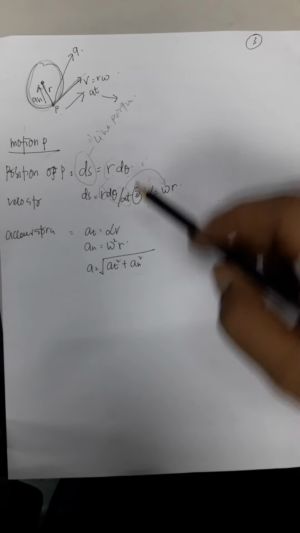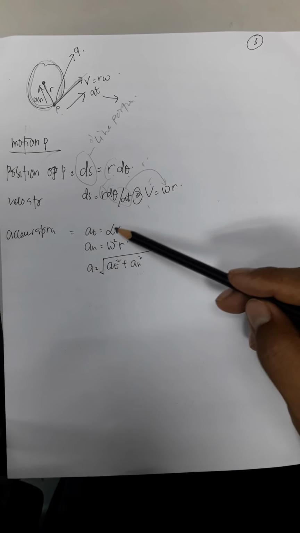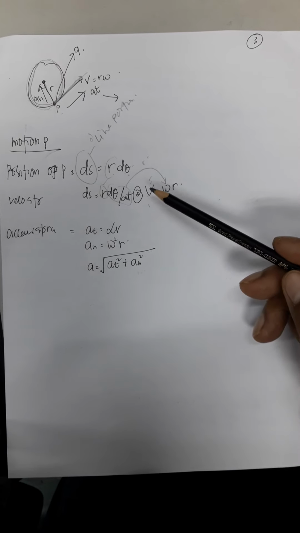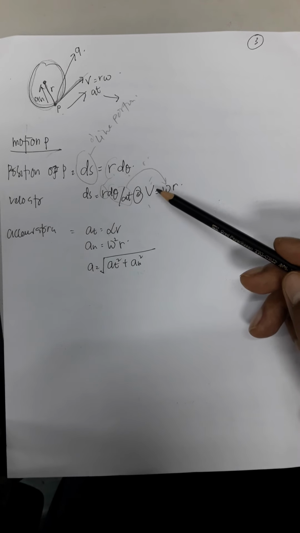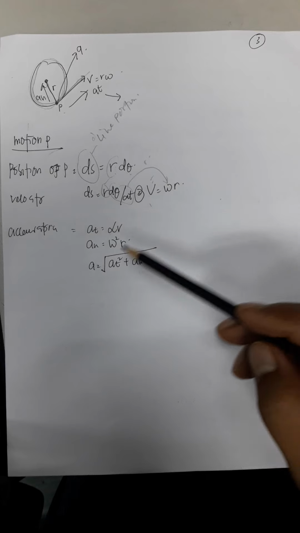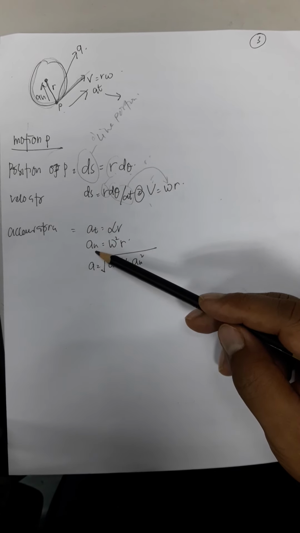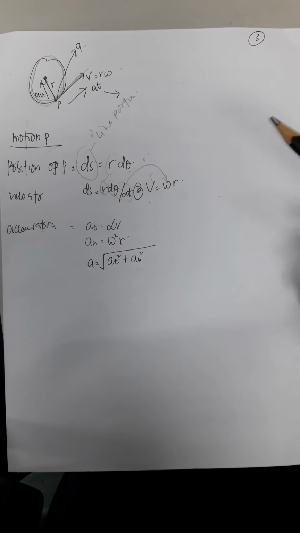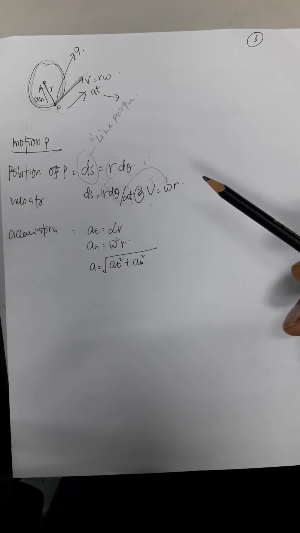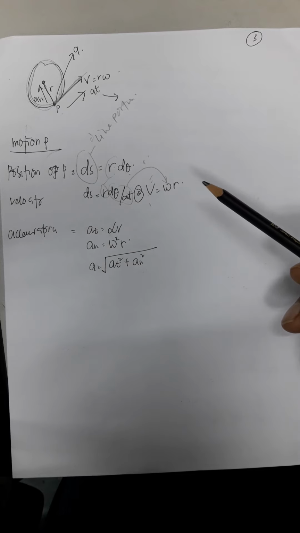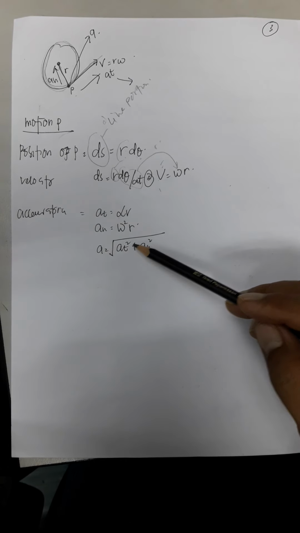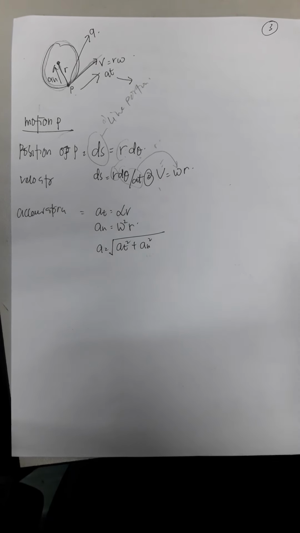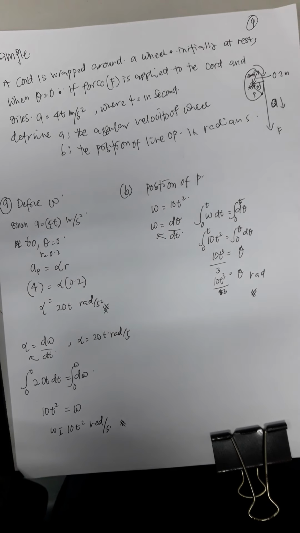We can get that v equals omega r. Another one is acceleration tangent, where acceleration tangent equals alpha r, where alpha is the angular acceleration, the differentiation of omega, and the normal acceleration equals omega square r, where A, the resultant or magnitude of the acceleration, is equal to a t square, which is acceleration tangent square, plus a n square, which is normal acceleration square.